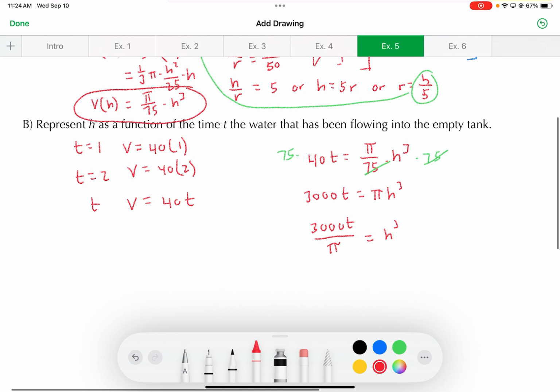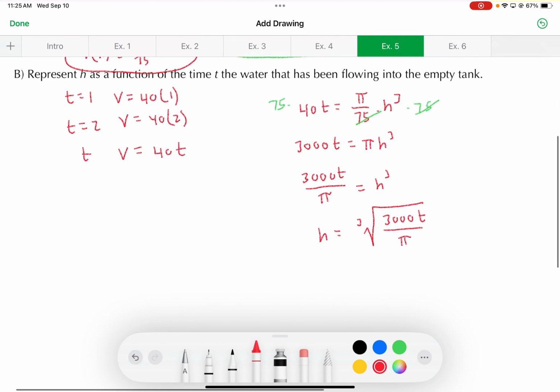And you're going to take the cube root of both sides. And let's reverse everything. I'm going to say h equals the cube root of 3000t over pi. Okay, now I can simplify that a little bit. 3000 is 3 times 1000, right? 1000, isn't that a perfect cube? What is the cube root of 1000? 10. So this would be 10 cube root of 3t divided by the cube root of pi. Are we simplified fully yet?